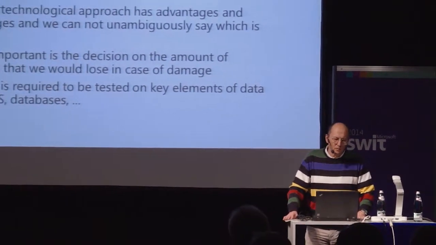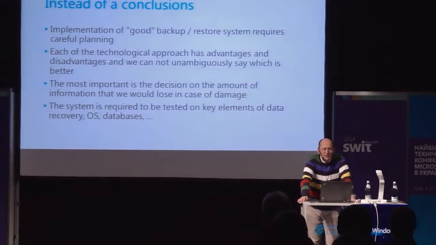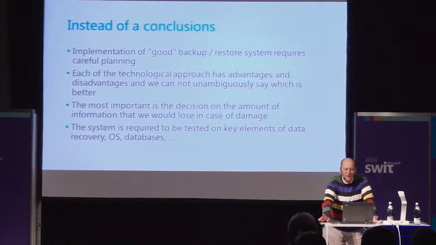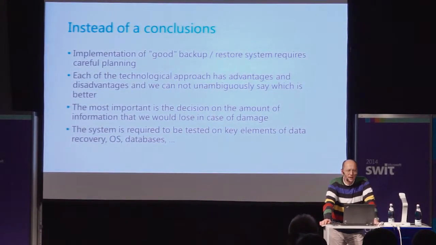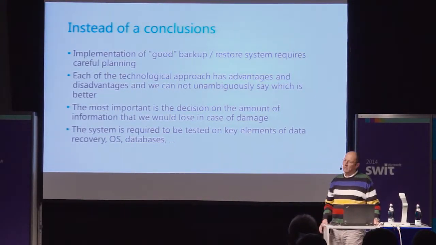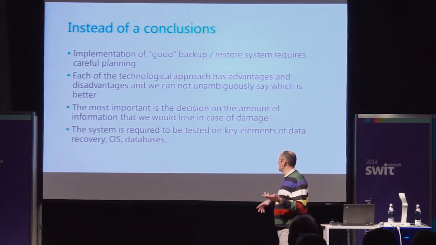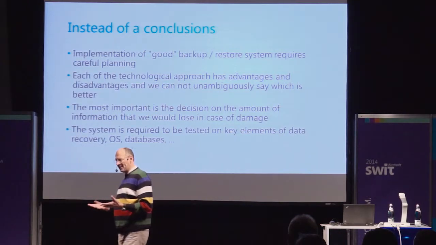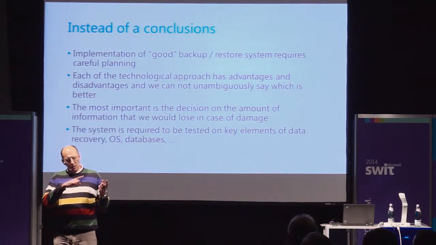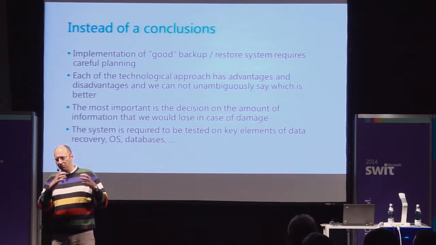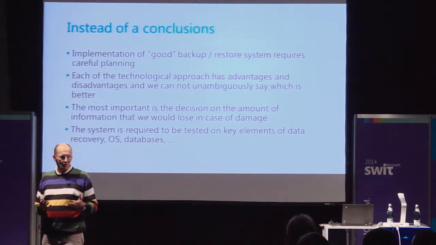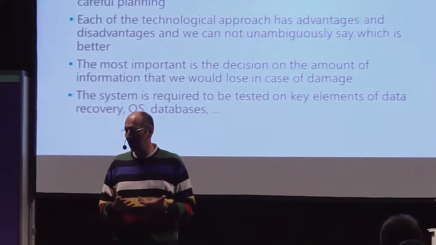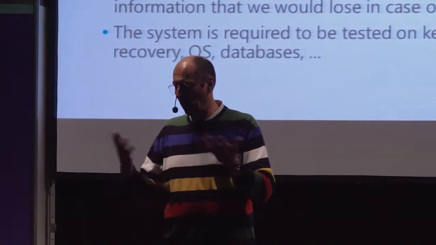So, implementing a good backup restore system, which is the first step in disaster recovery, requires careful planning. Each technology approach has its advantages and disadvantages. Each software that you use too. For example, you could back up a Windows server with the Windows Server Backup application, which is part of the server. The good thing is it is easy to restore a machine. The bad thing is you always have only a full backup of everything.